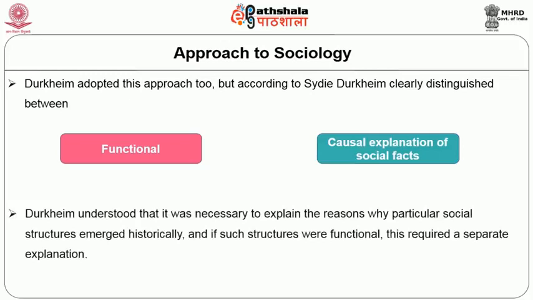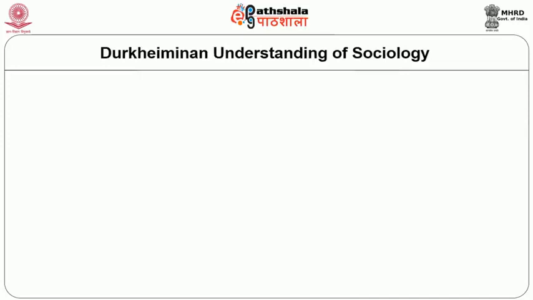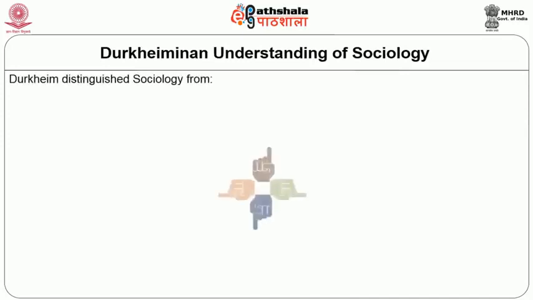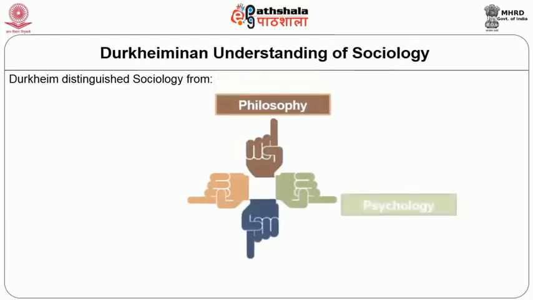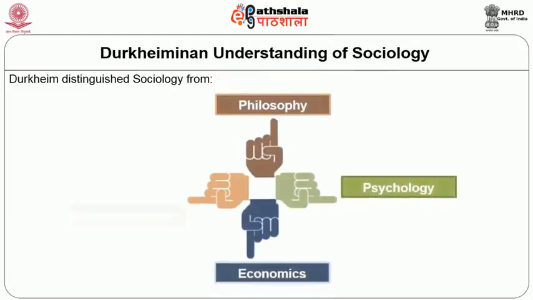By this, one is asserting that Durkheim understood that it was necessary to explain the reasons why particular social structures emerged historically, and if such structures were functional, this required a separate explanation. Durkheimian understanding of sociology. Durkheim distinguished sociology from philosophy, psychology, economics, and other social science disciplines by arguing that society was an entirety of its own.